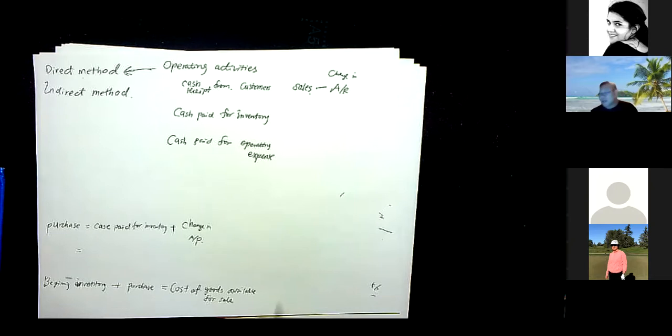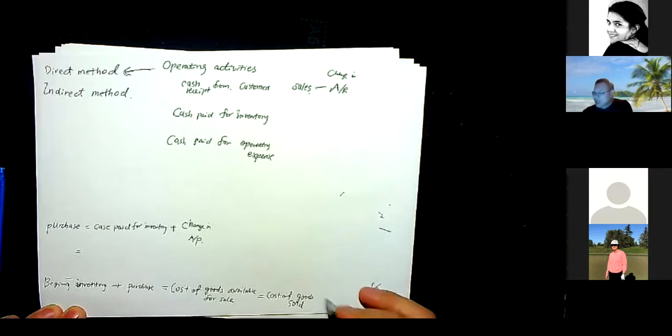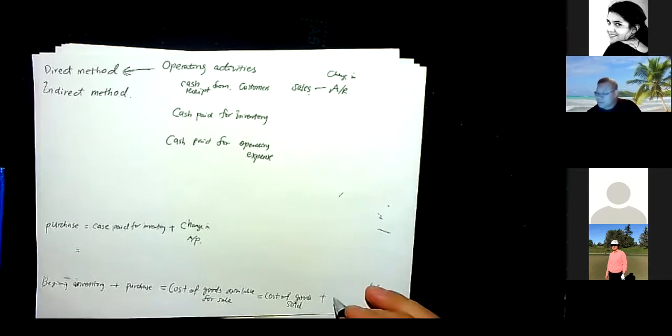Okay, and this equals those goods sold plus those goods unsold, right? You're going to have cost of goods sold plus cost of goods unsold. What is the cost of goods unsold? Your ending inventory.